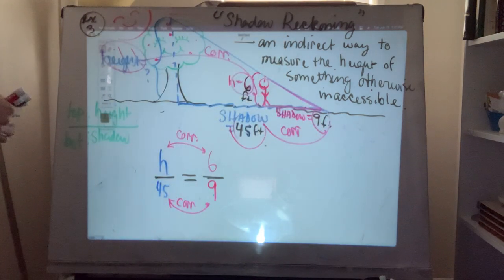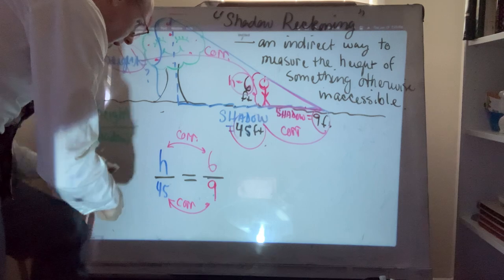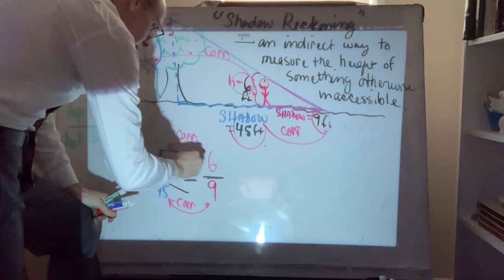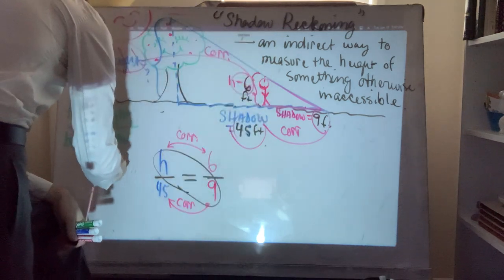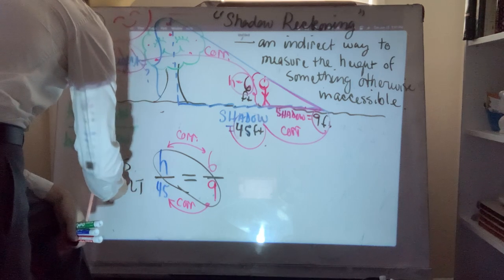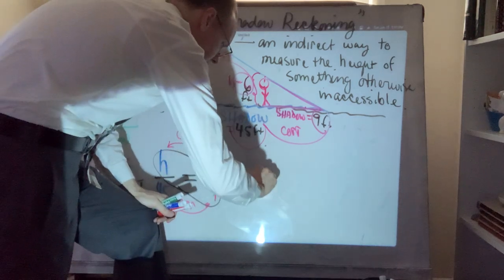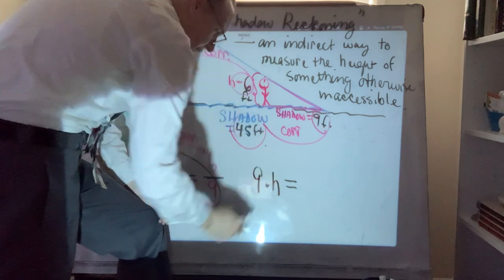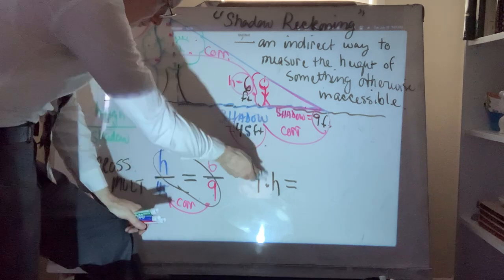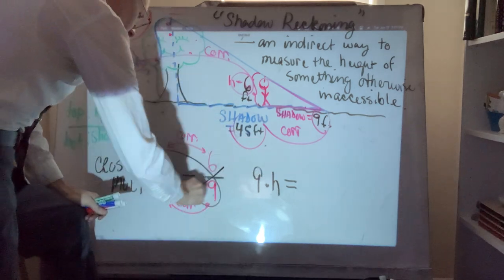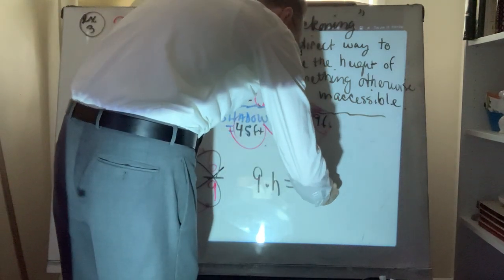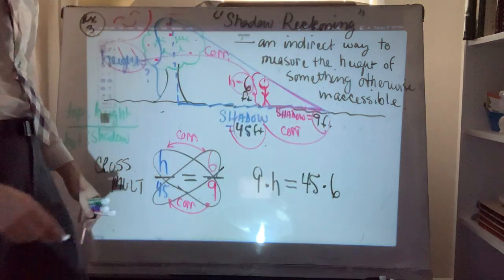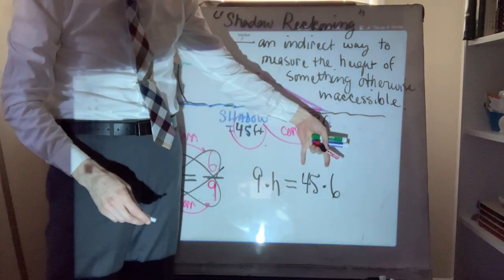So how do you solve proportions? It's cross multiplication and a little bit of algebra. So do this. Multiply diagonally this way and then the other way. Write that: 9 times h. I'm just going to put a dot there just to emphasize that it's being multiplied. But it's a coefficient of 9, technically. This way, 45 times 6. I'm just going to write them 45 times 6. You can certainly do the multiplication. There's no sin in that.